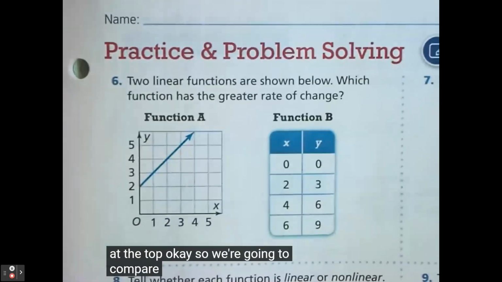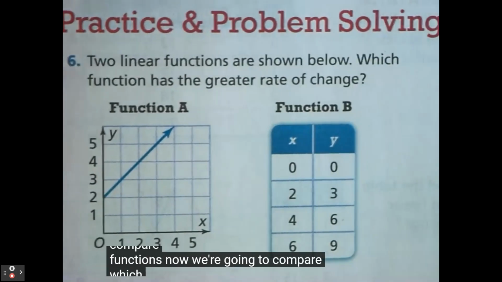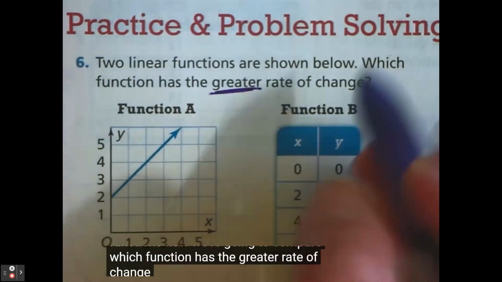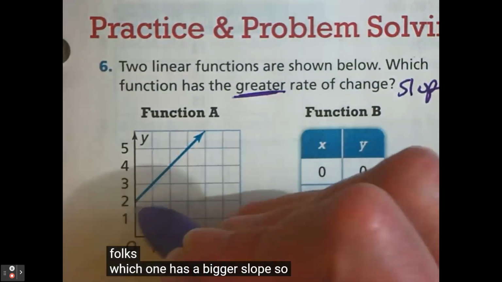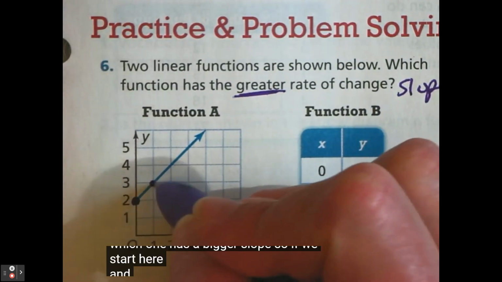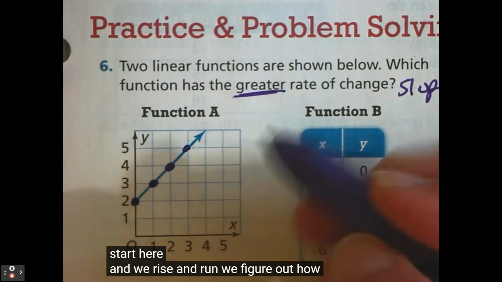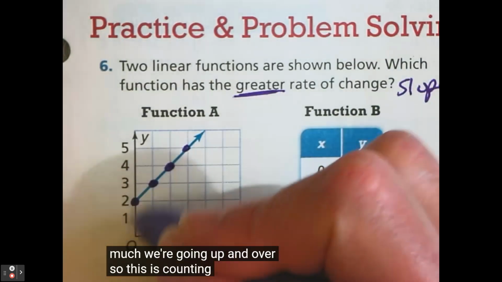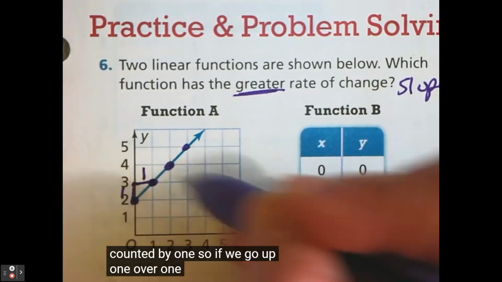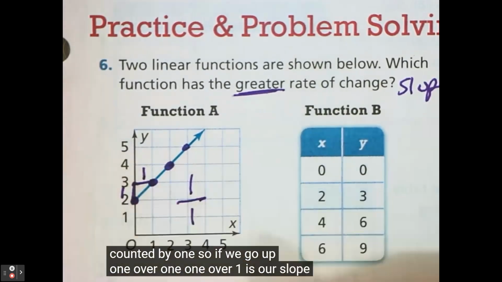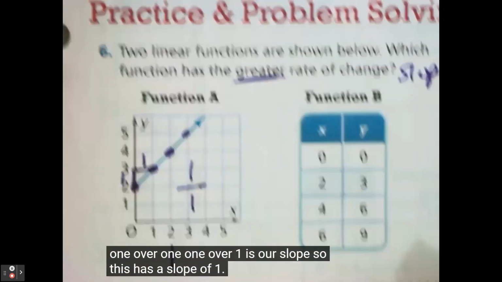Okay, so we're going to compare functions now. We're going to compare which function has the greater rate of change. Rate of change is slope, folks. Which one has a bigger slope? So if we start here and we rise and run, we figure out how much we're going up and over. So this is counting by ones and this is counting by ones. So if we go up 1 over 1, 1 over 1 is our slope. So this has a slope of 1.